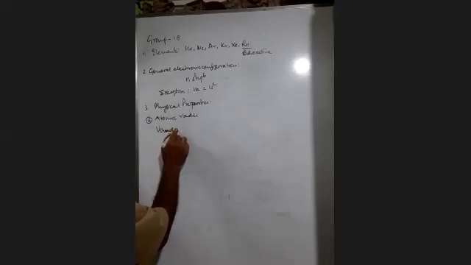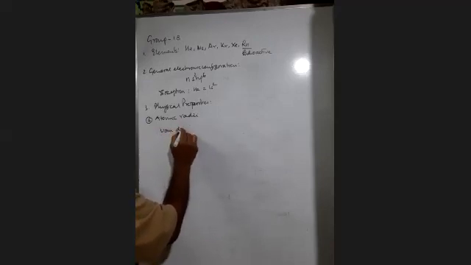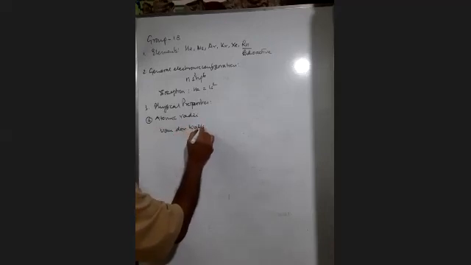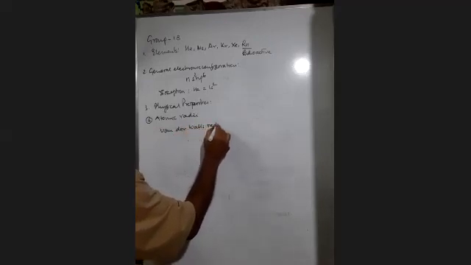Okay? But noble gases do not combine with others. So in that case, what should you call that atomic radius? We call it van der Waals radius. They do not combine with others. Please remember, van der Waals radii are the largest in size.